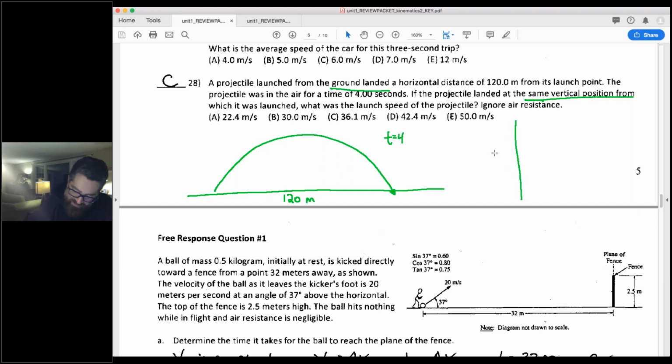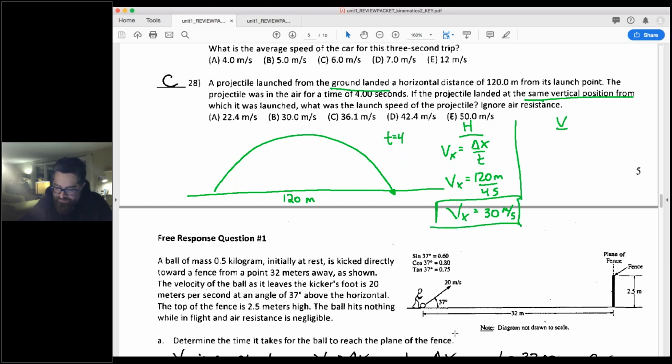So if I did my traditional stuff and separated horizontal from vertical, I could say that Vx is equal to delta x over time, and Vx is equal to 120 meters over 4 seconds. And so Vx is equal to 30 meters per second. So I know the x component of velocity. That's a big part of this problem.